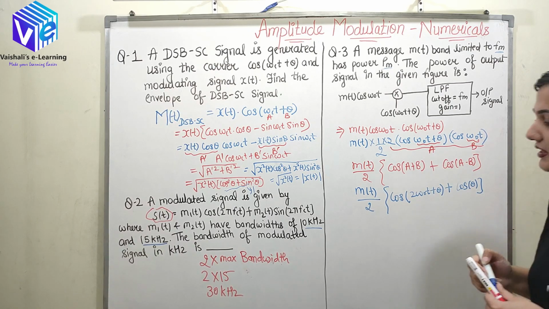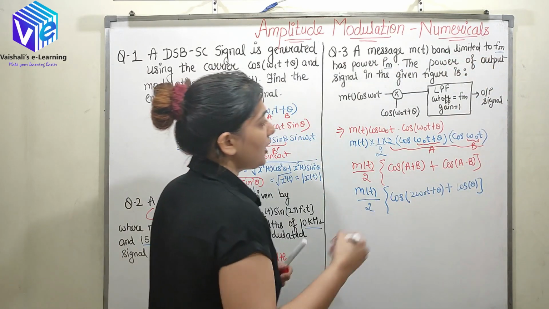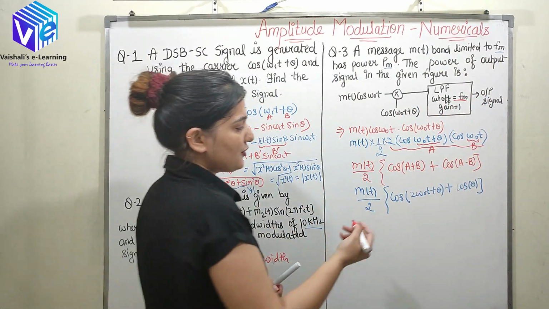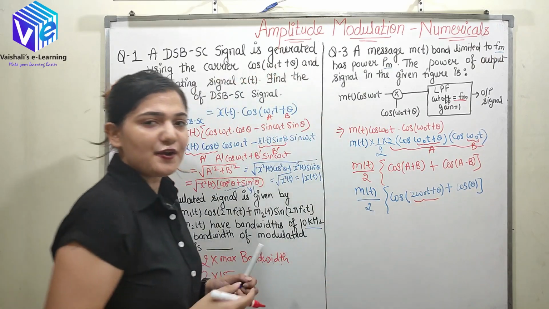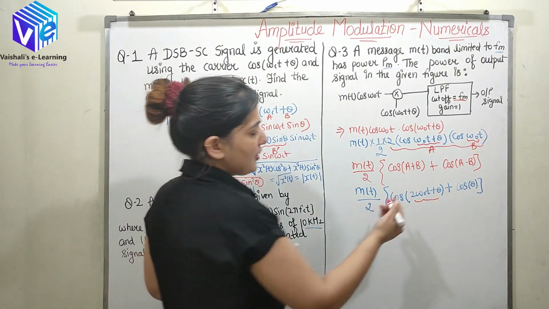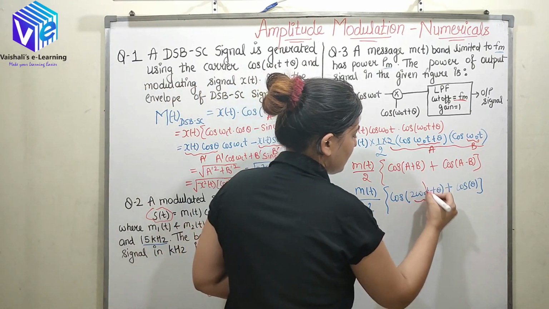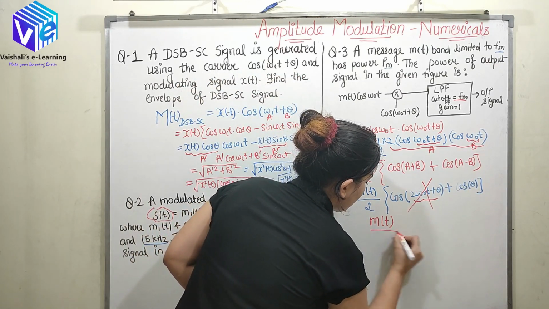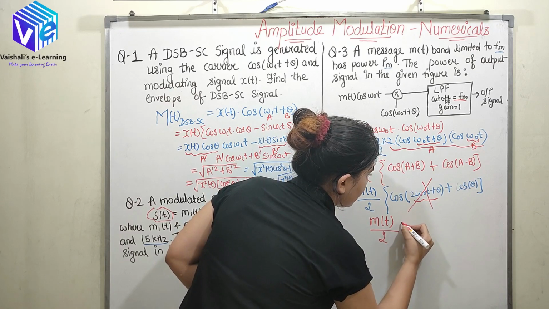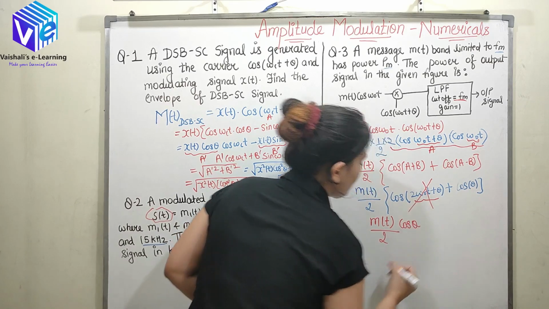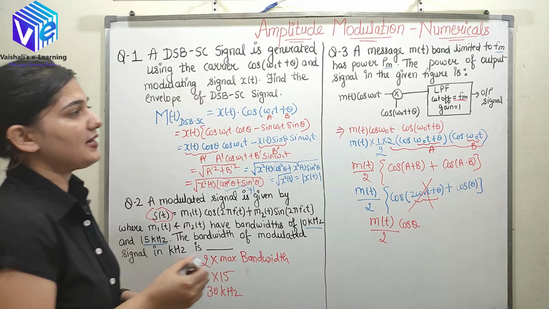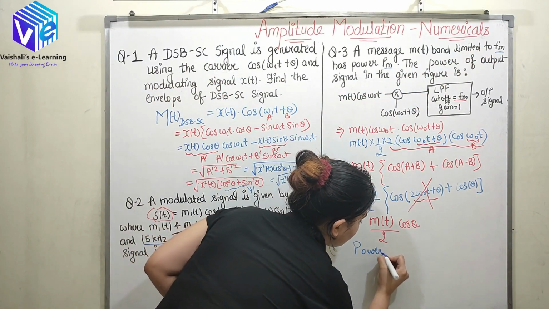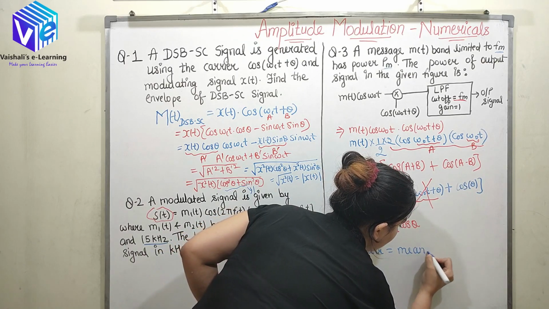So now this signal is passed through the low pass filter with the cutoff frequency fm. So this frequency 2ω₀t is a very high frequency. It's the frequency of the carrier. It will be rejected by the low pass filter. So after the low pass filter I'll be having m(t)/2 cos θ. So I need to find out the power of the output. So the power of the output is given by the mean square value.